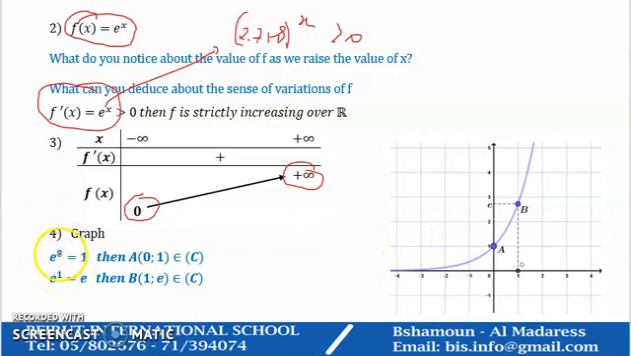Here we have some particular points. e exponent 0 definitely equals 1, and e exponent 1 equals e. These 2 points are represented in the curve as A and B.